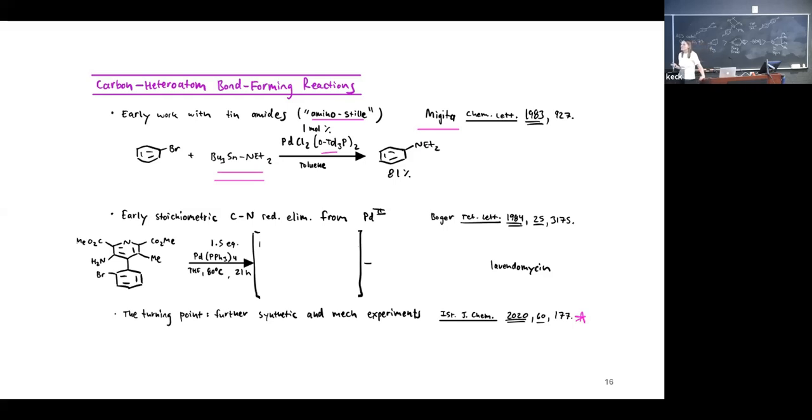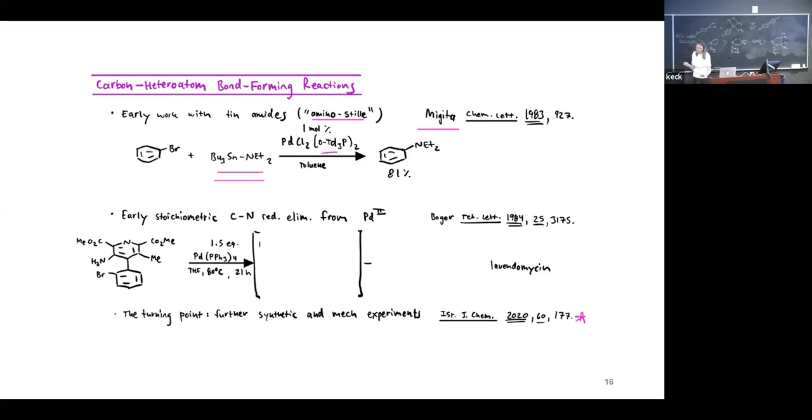And I think maybe the audience here will also appreciate that the Boger lab reported just a year after an early example of a stoichiometric study of a C-N reductive elimination. So maybe we can go through this a little bit. I think we're on time. So you use this in the total synthesis and stoichiometric palladium here. What's going to happen? It's palladium 0 already.